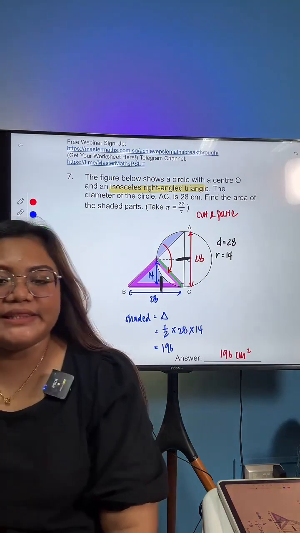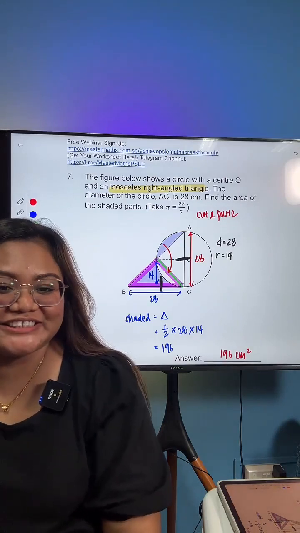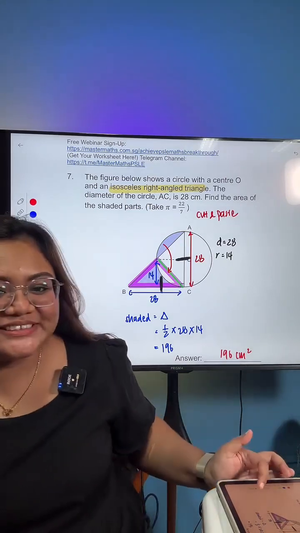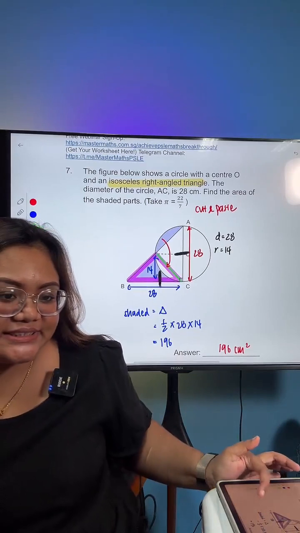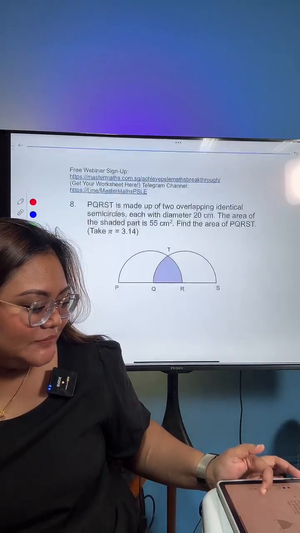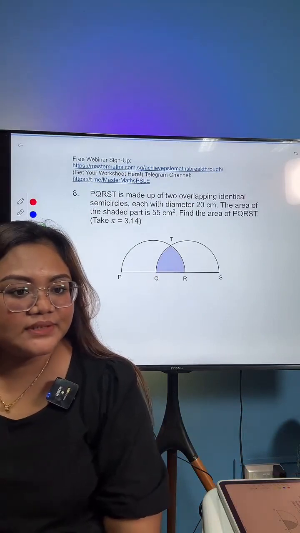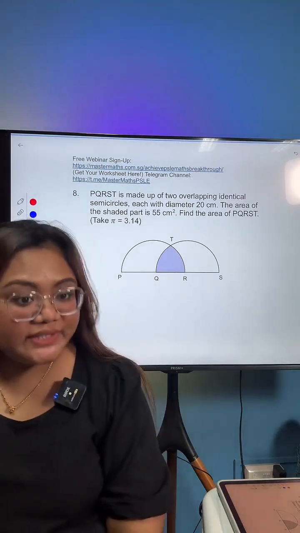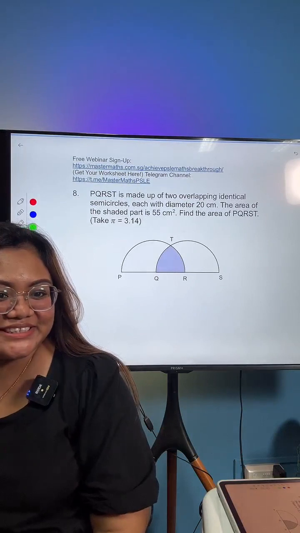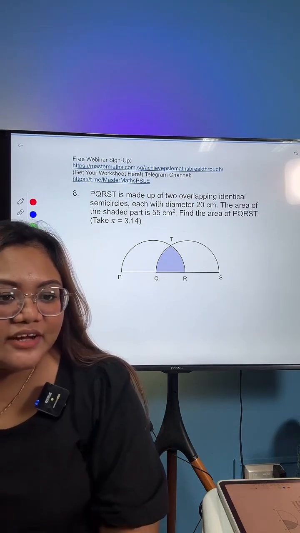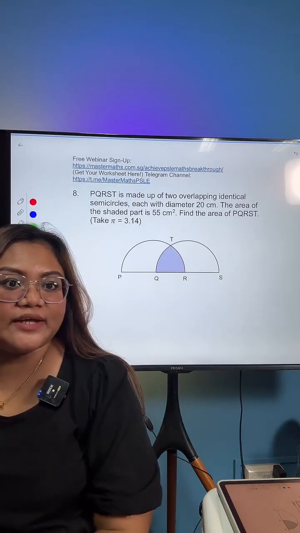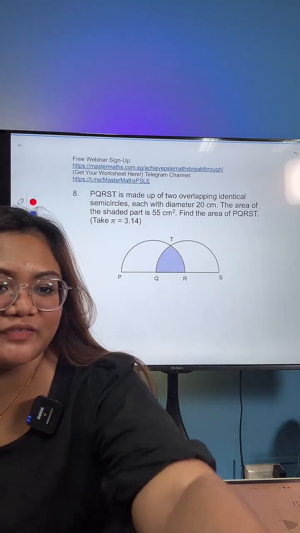Okay, we are moving on to the last question, question number 8. Cut and paste is indeed a good method. Indeed. Ah, Risky says that he has not showered yet. Why do you go and expose yourself to so many of us?